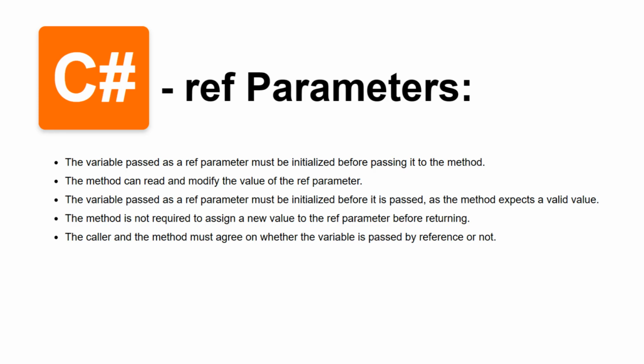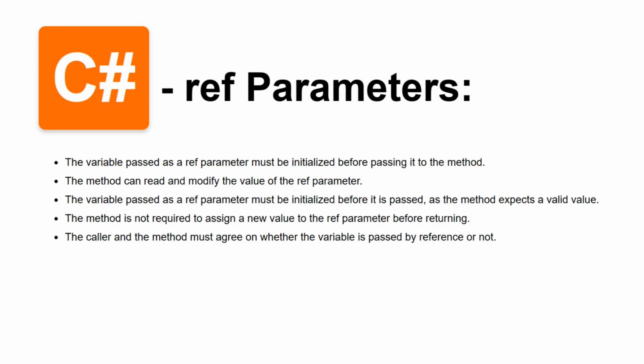In C#, when you pass a variable as a parameter to a method, the default behavior is to create a copy of the variable's value and pass it to the method. Any changes made to the parameter inside the method do not affect the original variable outside the method. However, there may be cases where you want a method to be able to modify the original variable itself.